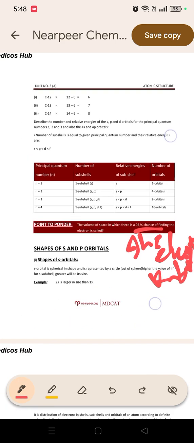So yes, this is all for today. The shapes of the s, p, d orbitals we will discuss in an upcoming video.